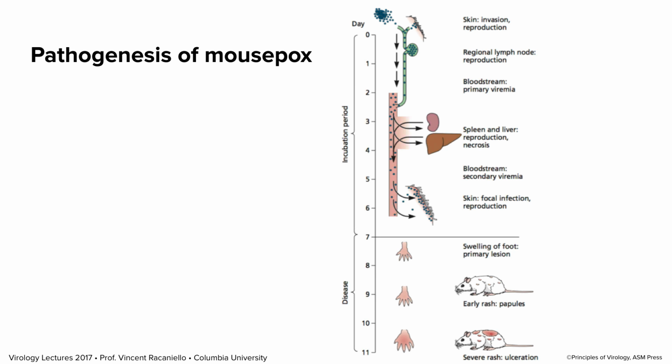So let's look at a classic virus infection of mice to get a sense for how this whole story that we've outlined so far fits together. This is the pathogenesis of mousepox. Mousepox virus is related to smallpox virus, the scourge of humans until it was eradicated in 1979, and people studied it in mice. This is a naturally occurring virus of mice that causes a rash, very much like smallpox.